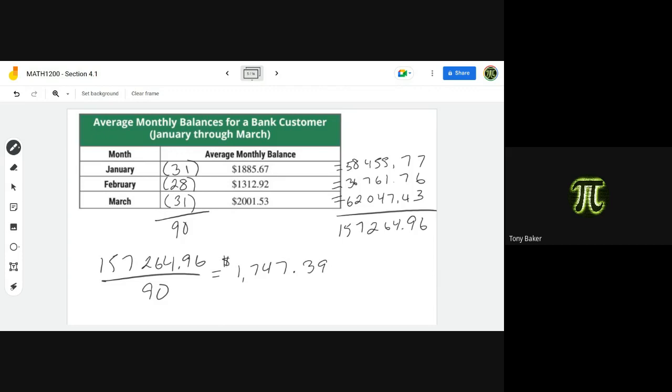So that is the average monthly balance, or average daily balance, for each of those months, or for the 3 months.